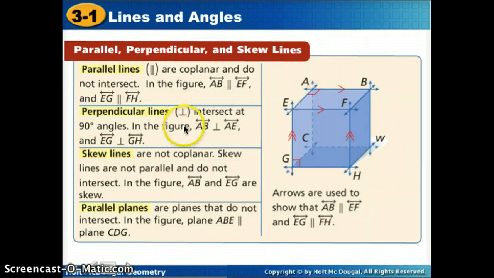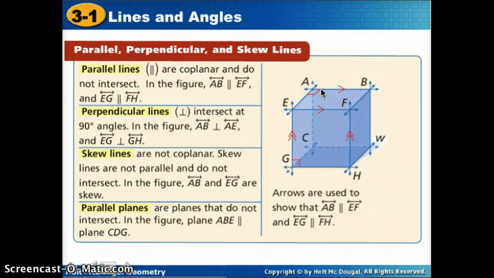We also have perpendicular lines. You guys know those. An upside down T represents perpendicular. Perpendicular means they intersect at 90-degree angles. So in this picture you can see that AB is perpendicular to AE because those two lines intersect at A and they create a 90-degree angle.